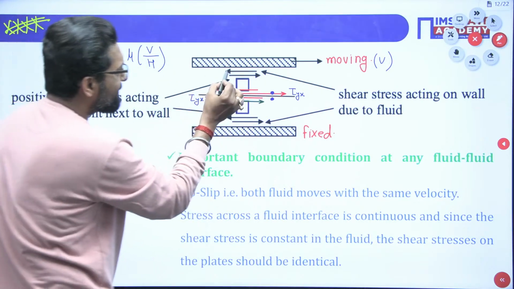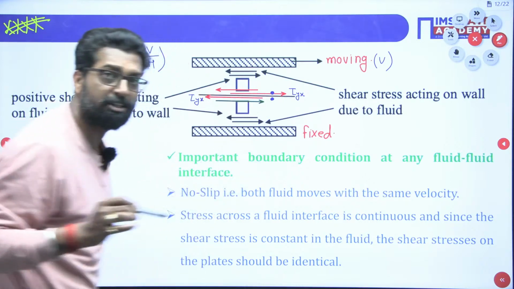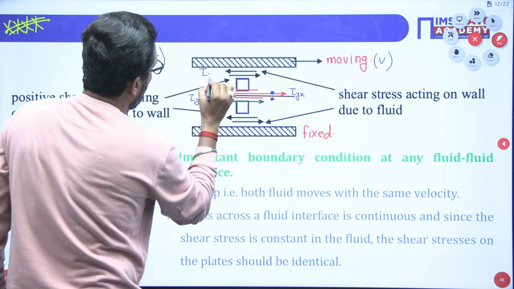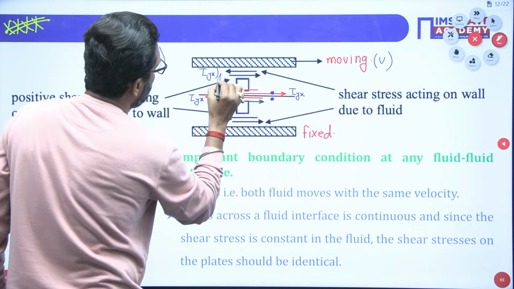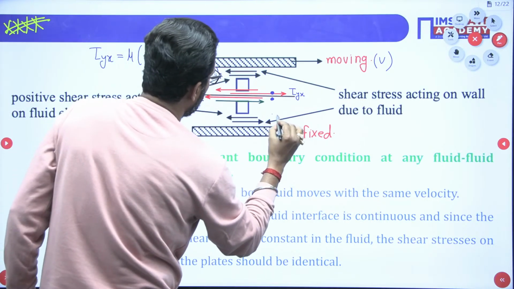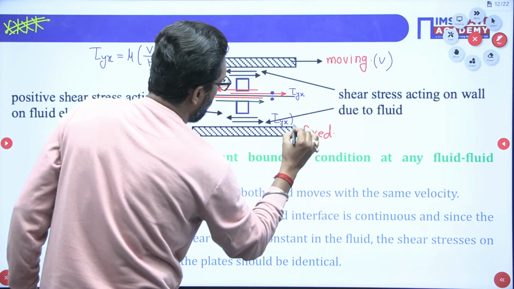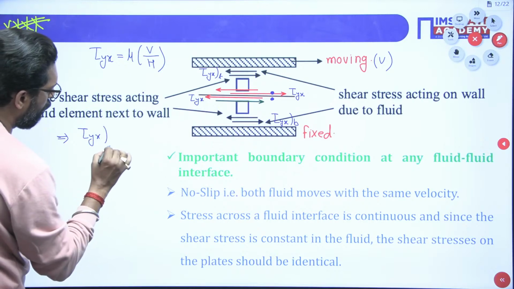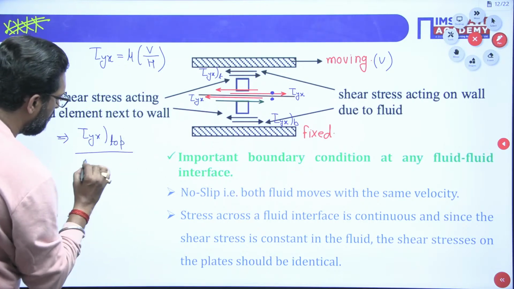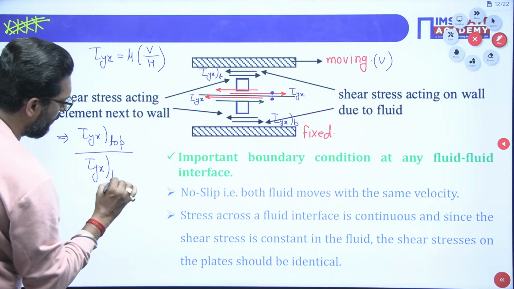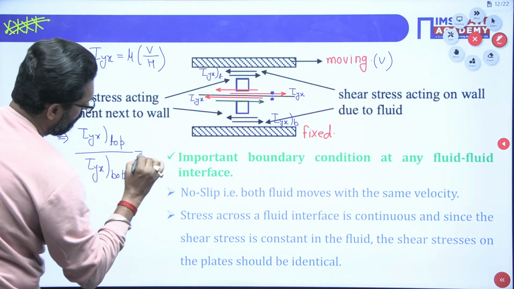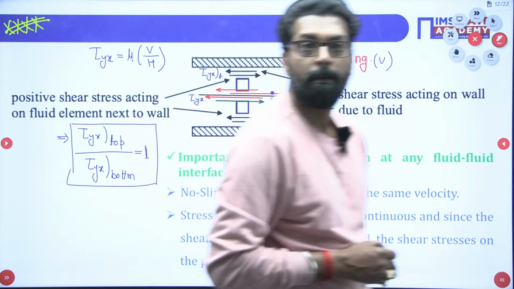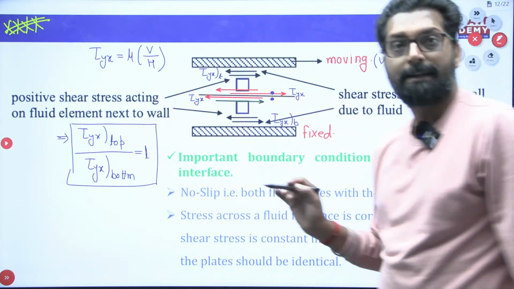That means the shear stress on this plate and the shear stress on this plate are both identical. If you take tau yx on the top and tau yx on the bottom plate, what is the ratio? 1. Without any calculation, you can say that it is 1. Clear? That condition is clear?